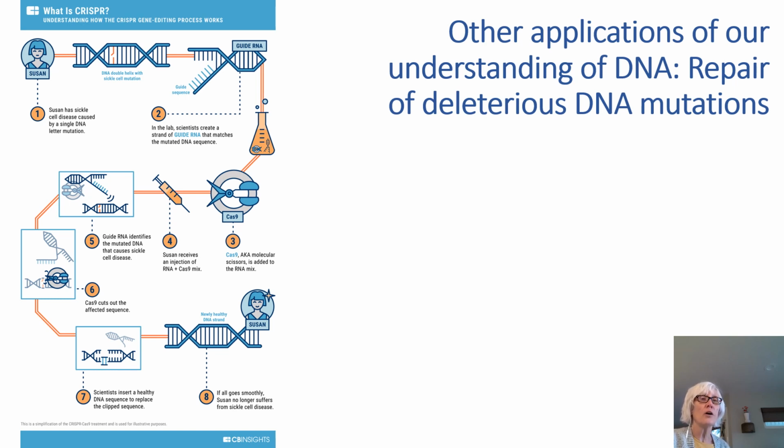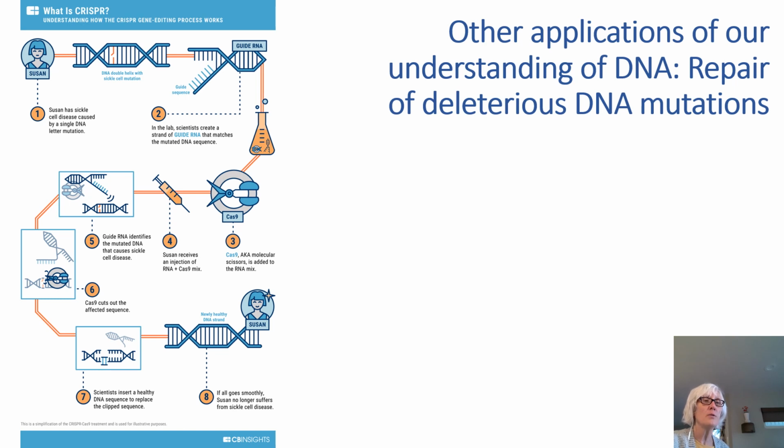The guide RNA that was created in the lab is mixed with an enzyme known as Cas9. Sometimes Cas9 is referred to as molecular scissors because Cas9 is the enzyme that will cut out the mutated DNA. Cas9 and the guide RNA are returned to Susan, and the guide RNA directs the Cas9 enzyme to Susan's sickle cell gene.